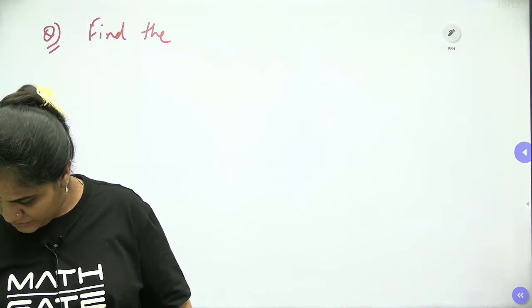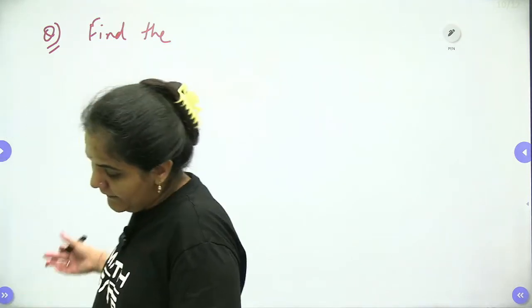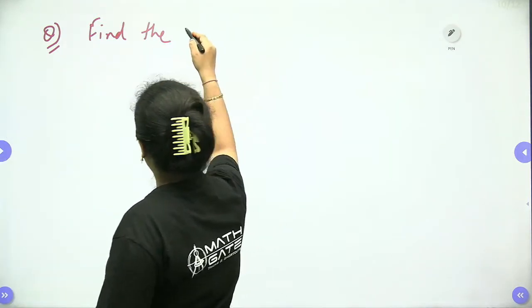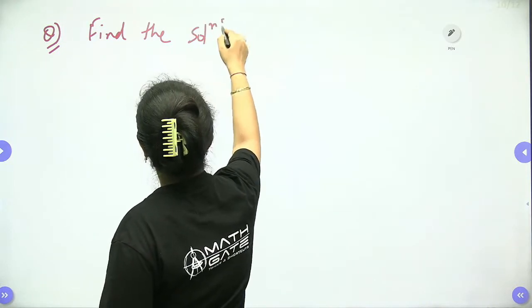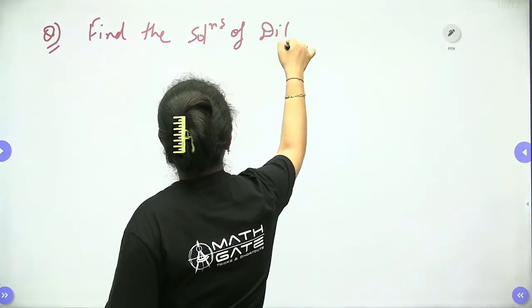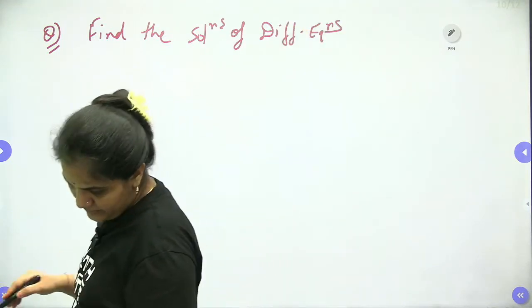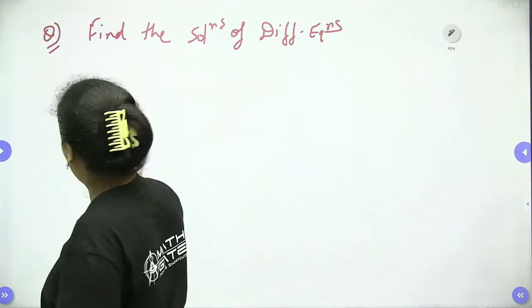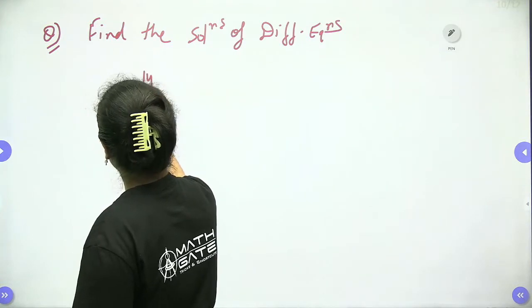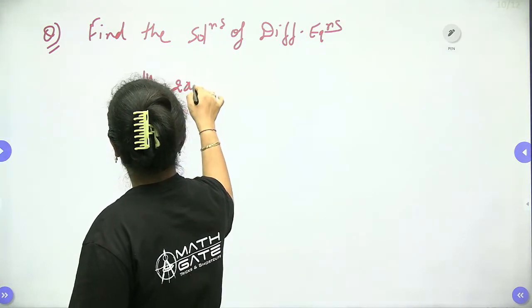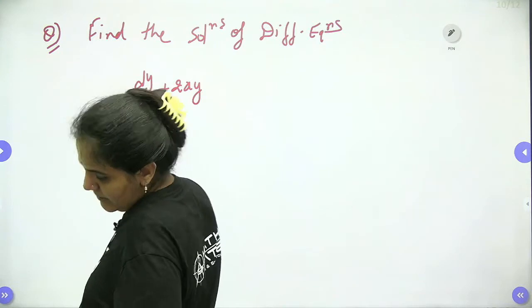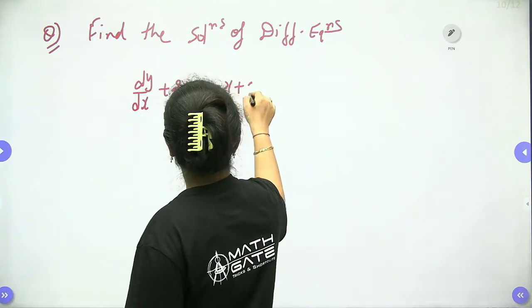So let me write down the question we have. Find the solution of the differential equation dy by dx plus 2xy minus x plus 1 is equal to 0.